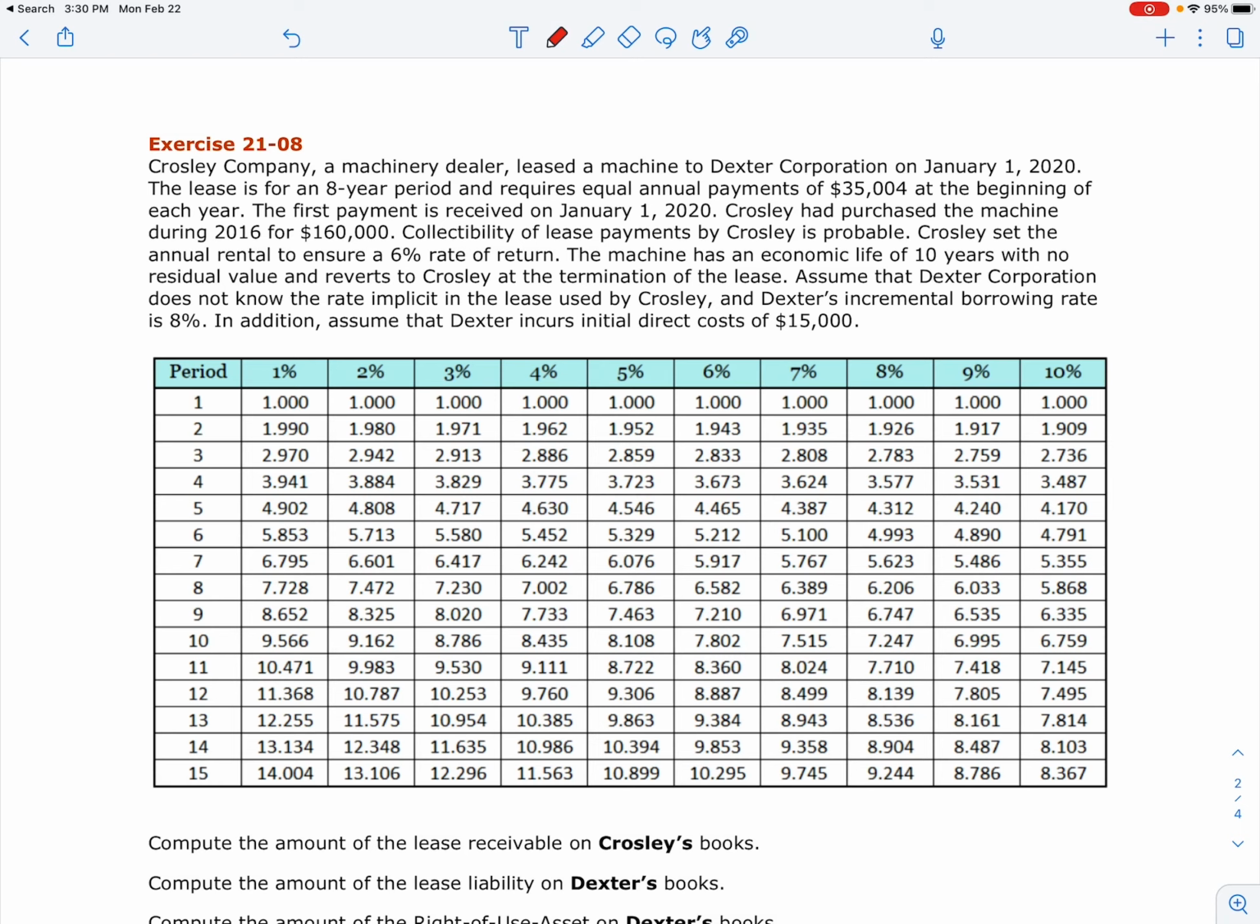So when they start asking questions, I know what they're talking about. So this Krasel company, I can't draw a straight line, they leased a machine to Dexter Company. So Krasel is the lessor. They leased it to Dexter, so they're the lessee. Going to make a difference in our recording. This all happened January 1st, 2020.